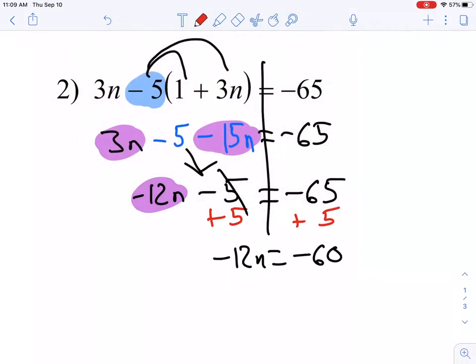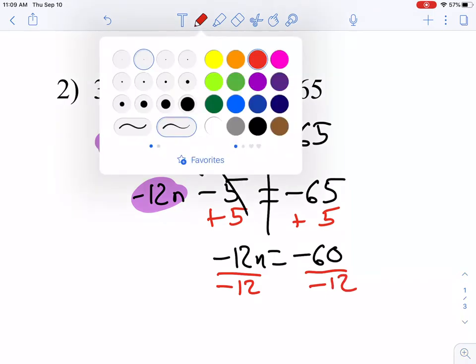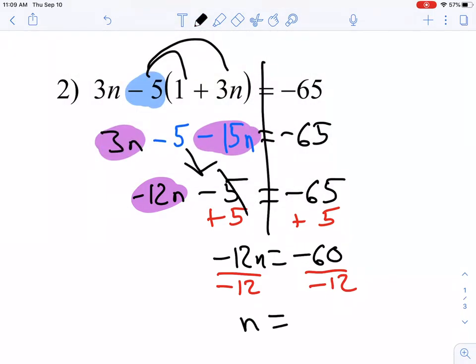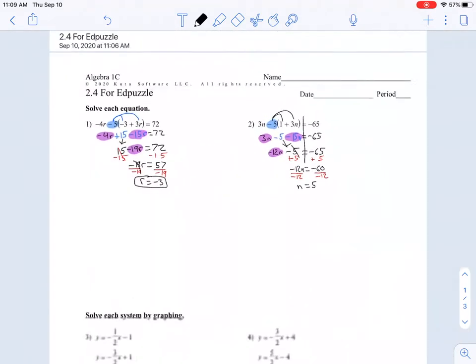My last step is to divide negative 12 to both sides. And we find that n equals positive 5. That's negative 60 divided by negative 12. Negative divided by negative is positive, and 60 divided by 12 is 5.